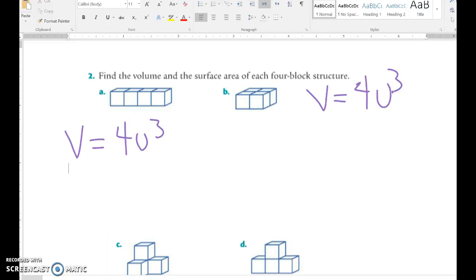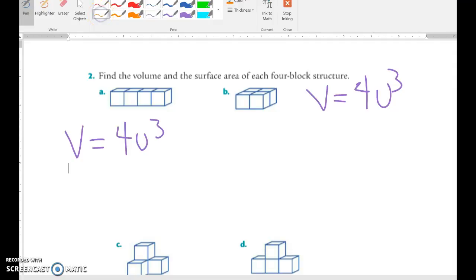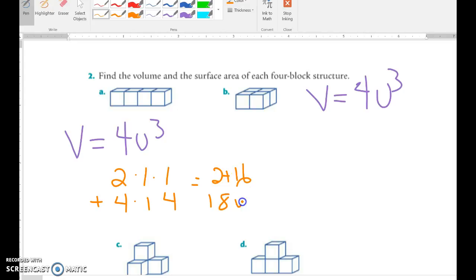Now, this one, same as the butter, the one on the left, we have 2 identical sides that are 1 by 1, and then we have 4 identical sides, but they're not 1 by 3 or 1 by 2, they're actually 1 by 4. So that's 2 plus 16, so that's 18 square units, okay? And that's the surface area of that rectangular prism.